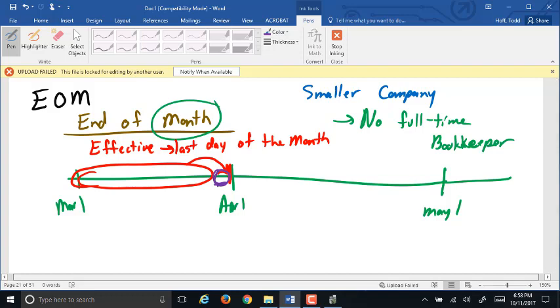Well, rather than leaving it wishy-washy like that, we're going to set an arbitrary date, and that date is going to be the 25th of every month. Invoices produced on or after the 25th go into the next month.